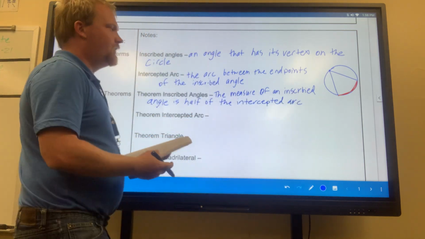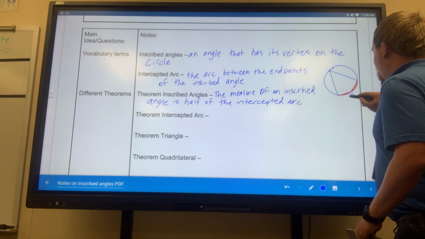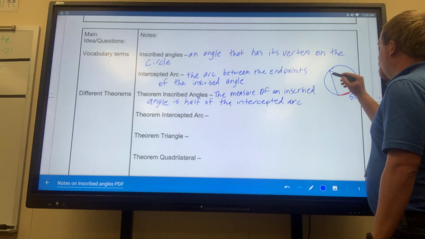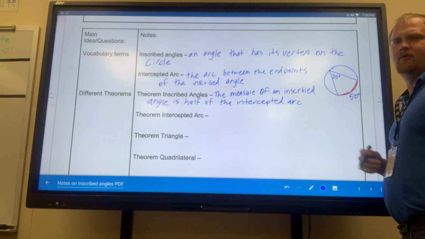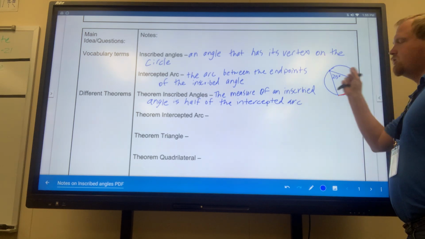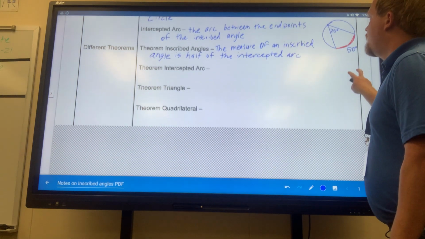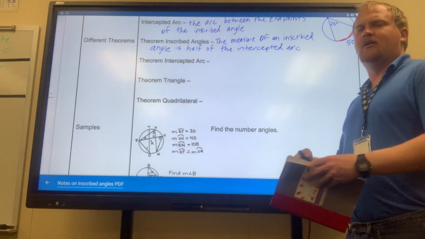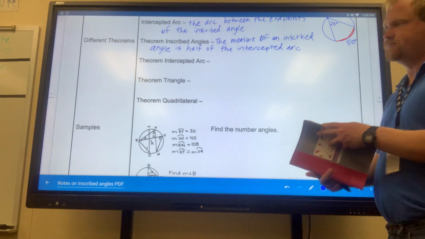So for example, if I look at this right here, if the intercepted arc is 50 degrees, then this angle is about 25 degrees. So it's about half. Whatever the arc is, you divide the arc by 2, you get the inscribed angle. And that's how we can find inscribed angles. Now if we're trying to find the arc, we just have to double the inscribed angle.